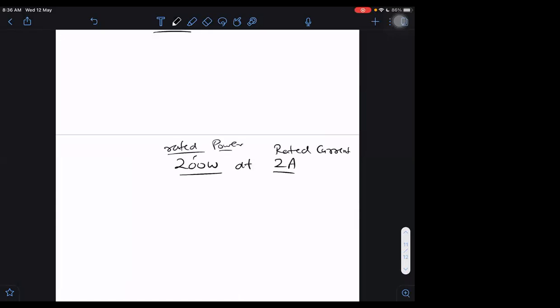So regarding fusing of bulbs, rated powers, rated voltages, rated current also may be given sometimes. Sometimes they may say it is 200 watt at 2 ampere current. Then this means it is given as a rated current, and this is given as a rated power. They may give it like this also.